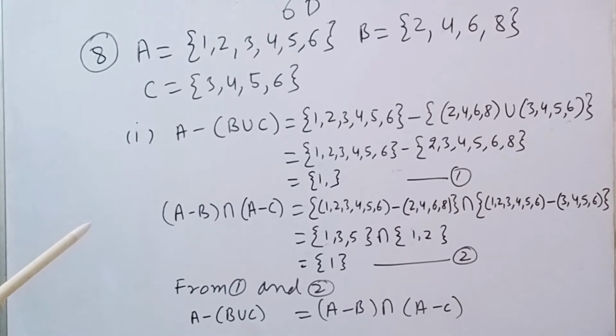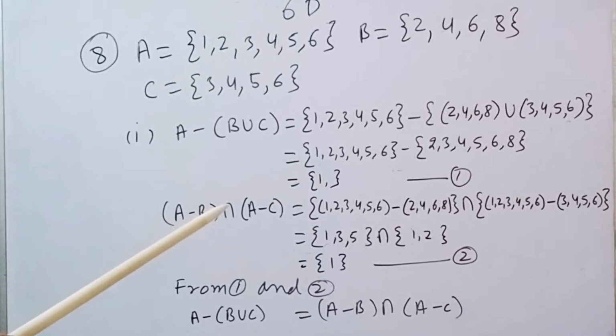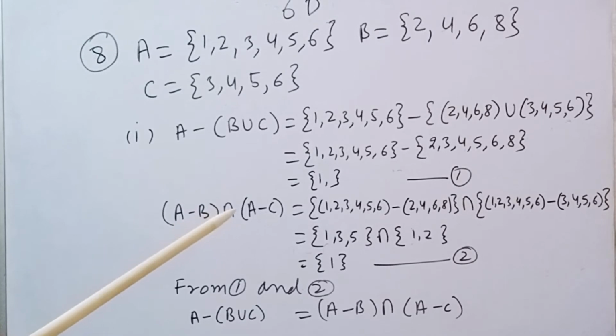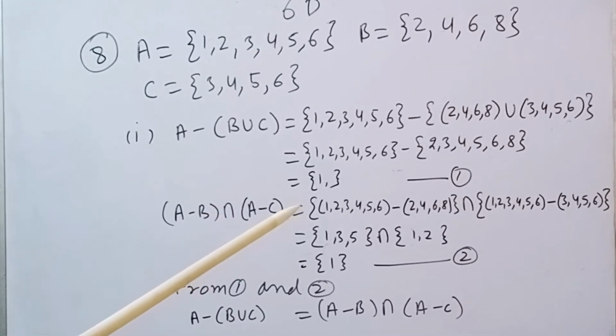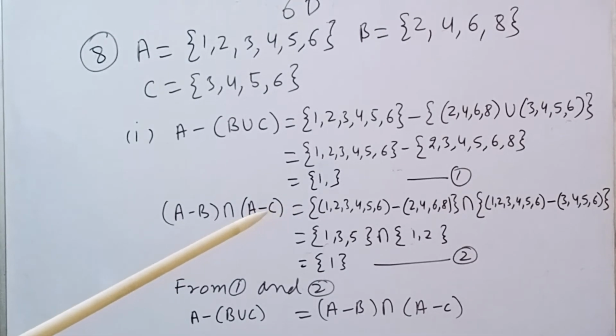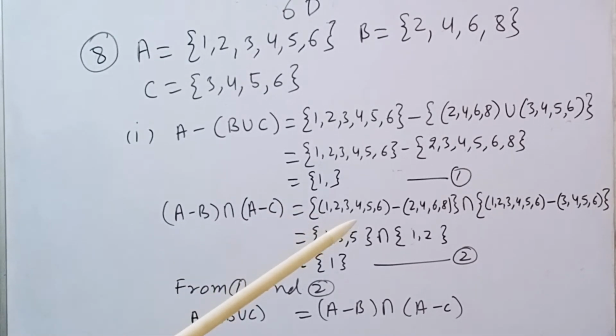Now we will find A minus B intersection A minus C. Write down A = {1, 2, 3, 4, 5, 6} minus B = {2, 4, 6, 8} intersection A = {1, 2, 3, 4, 5, 6} again, minus C = {3, 4, 5, 6}.